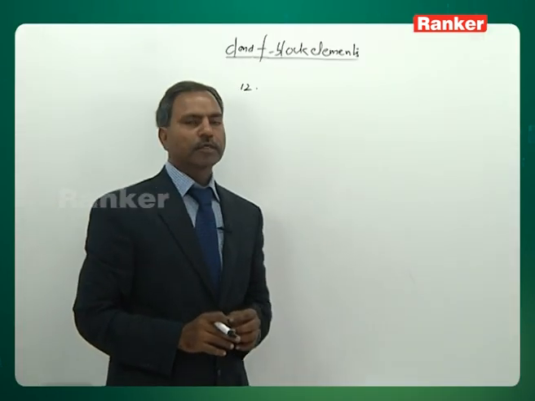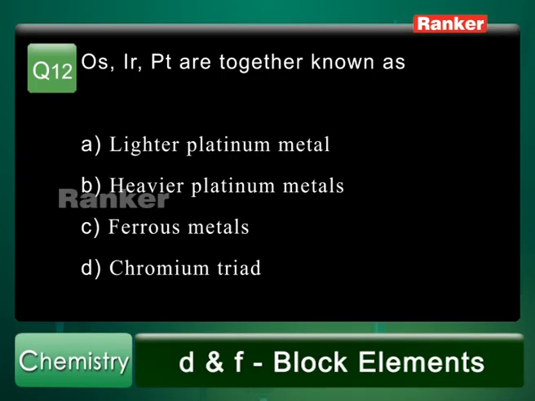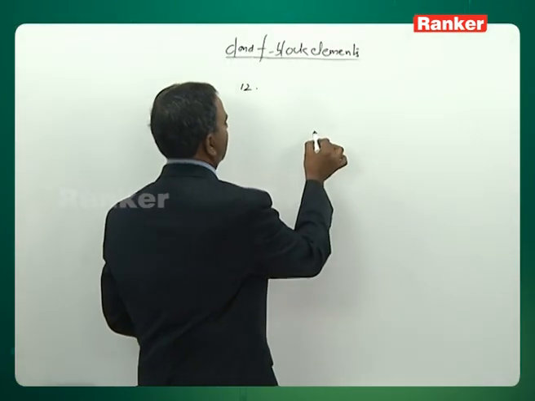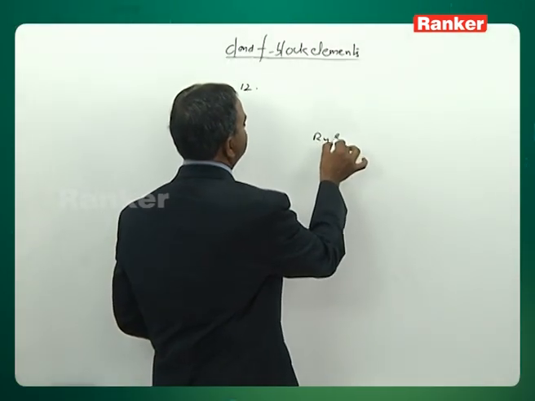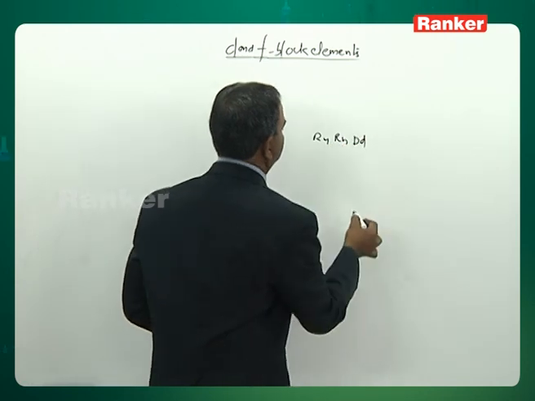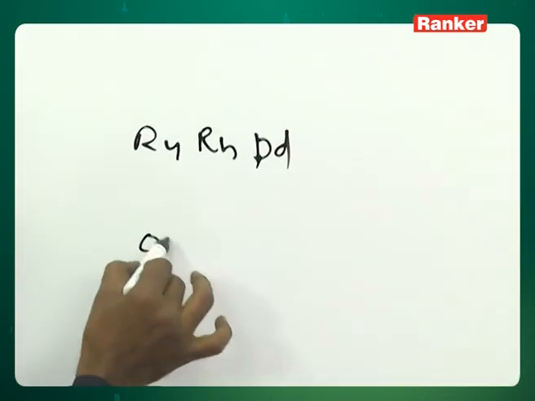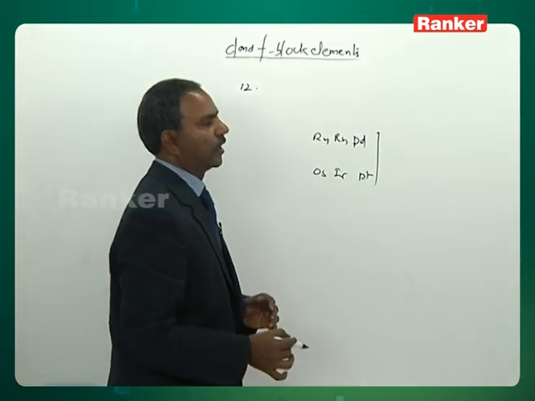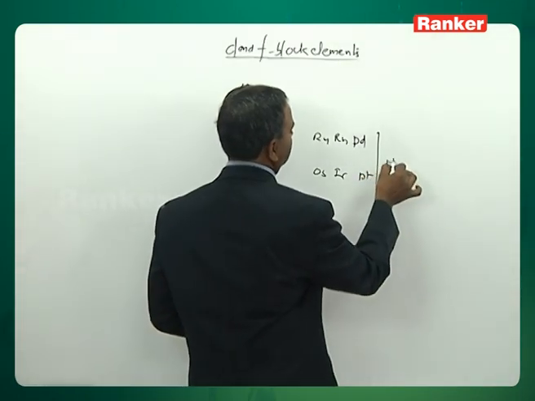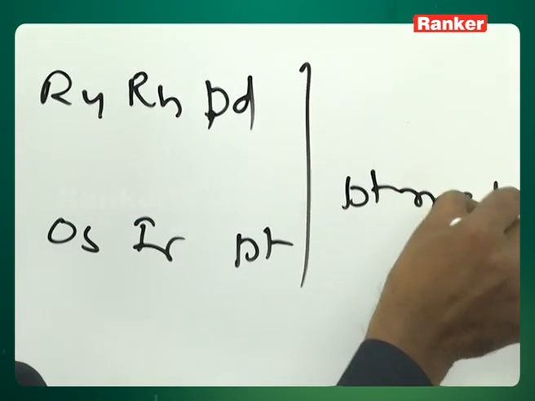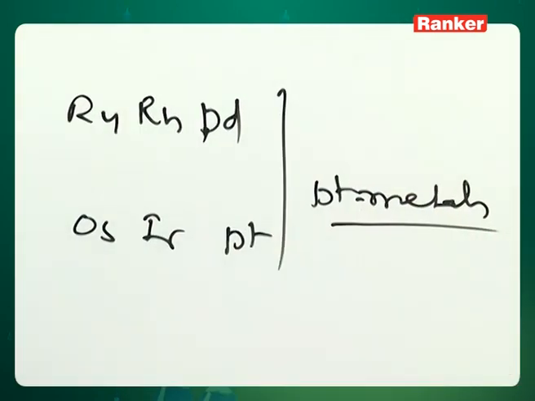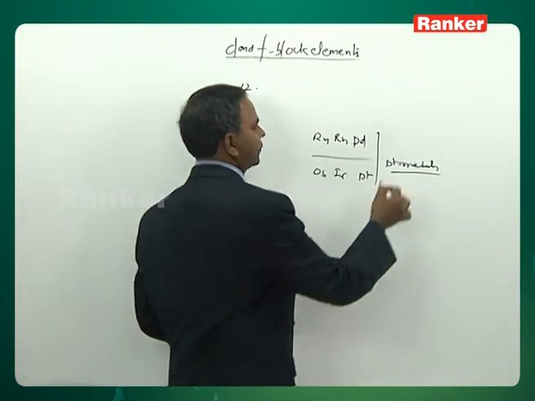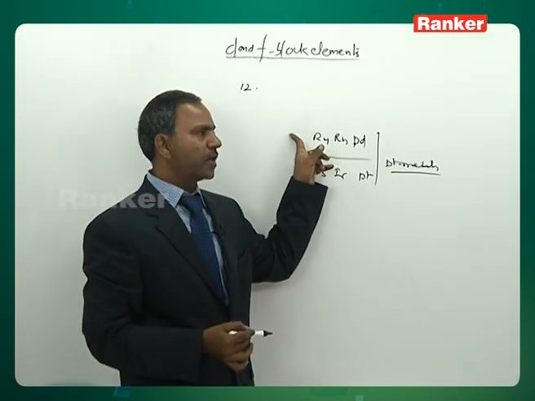Coming to question number 12, osmium and platinum are together known as. Generally in the d-block elements, these 6 elements are already given to you: ruthenium, rhodium, palladium, osmium, iridium, platinum. These 6 elements together are generally known as platinum metals. But in these 6, some are lighter, having less mass.